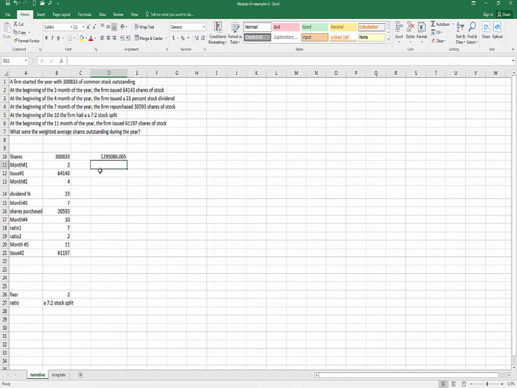Next issuance, at the beginning of the third month, so the beginning of March, we issued 64,143 shares, so again, the number of shares, and we adjust that for any subsequent stock dividends or stock splits. So multiply it by 1.23 to account for the stock dividend, multiply it by 7 halves to account for the stock split, and now we say those shares will be outstanding from the beginning of March, the beginning of the third month, through the end of the year, so 10/12 of a year.